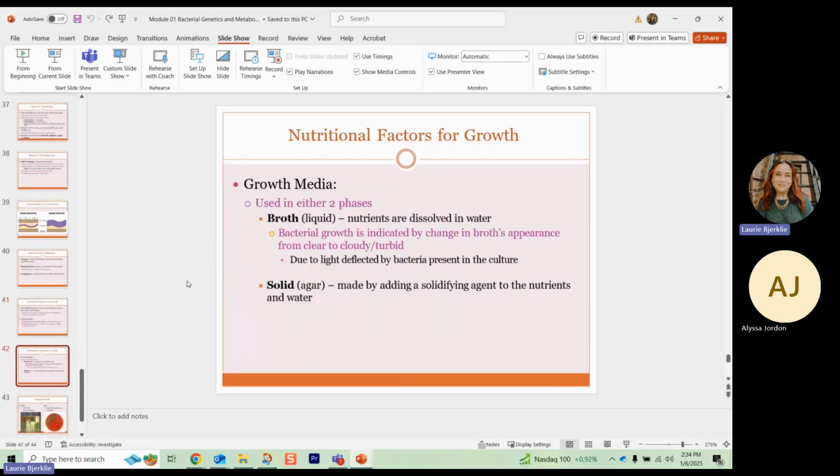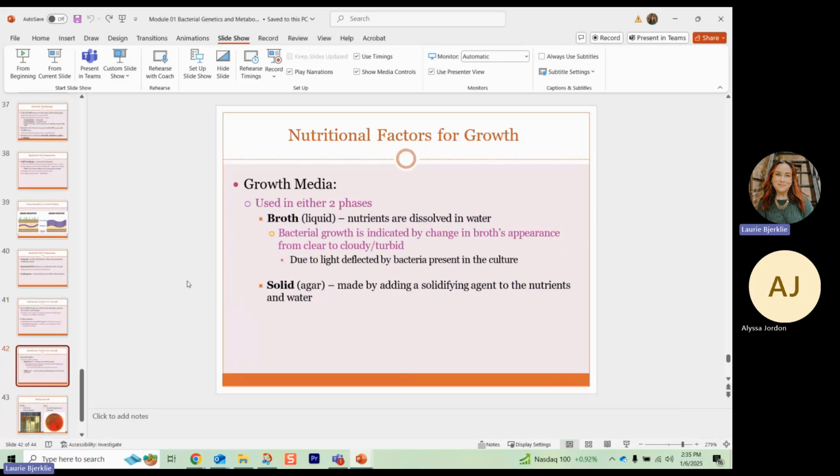All right, and as I said, media can be in broth form, which is a liquid, or in a solid form. So in the broth, the nutrients are dissolved in the water. We can inoculate the bacteria. So you can dip the swab or whatever, your loop, into the broth, swirl it around, put it in the incubator. And then if the next day or the 2 days, however long it takes, if it becomes cloudy or turbid, that tells you there's growth. There is bacterial growth inside that broth. And I have a picture of this on the next slide here.